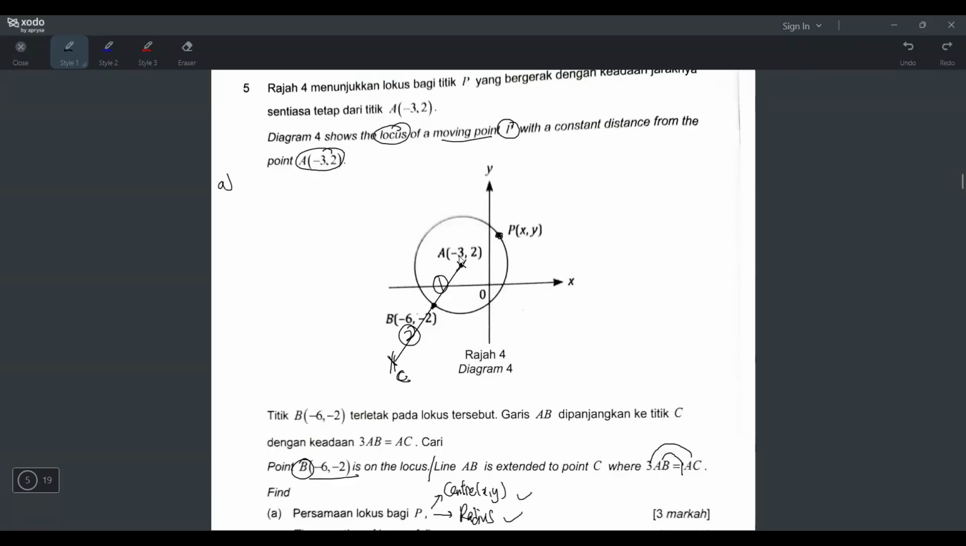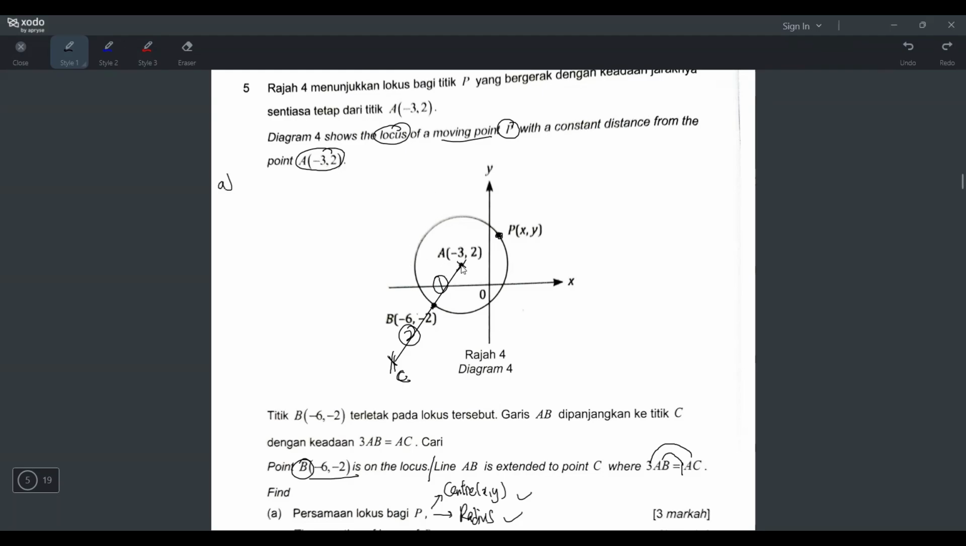Center coordinate, yes, I have it, negative 3, 2. But for the radius of the circle, I don't know. I don't know how much the distance PA should be. They just mentioned a constant distance. I know it has to be a constant distance, but I need to know exactly how many units, otherwise I cannot find the equation of circle.